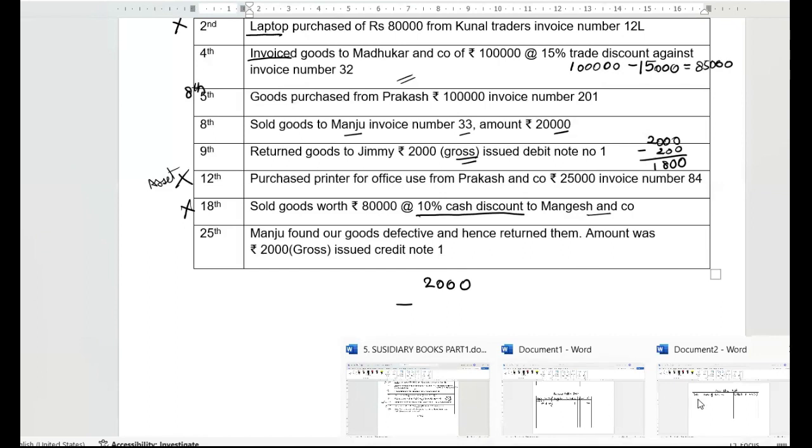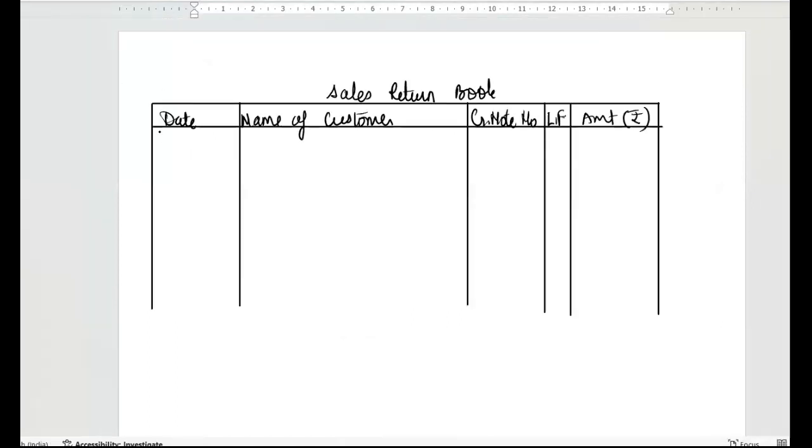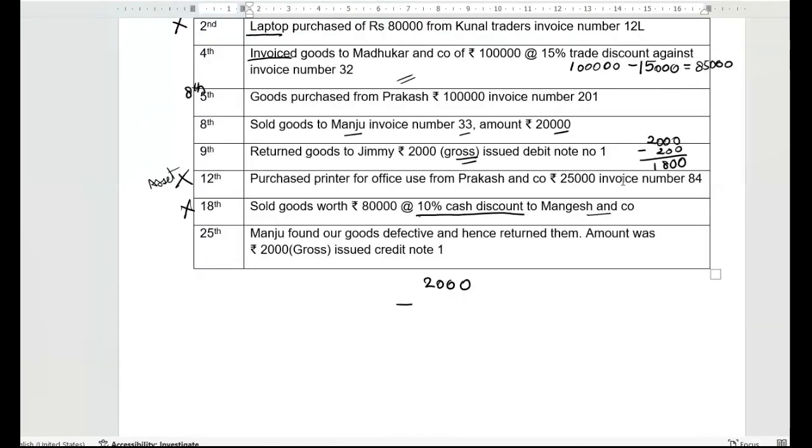So let's go to the sales return book now. In the sales return book, June 2023, date that we are having is 25th, and Manju is the name of the customer who's returning. Credit note number 1 and amount returned is 2000. Got it? So there is nothing like gross and net in this case because there is no question of discount. If there was discount, then we would have taken the net amount. Here there's no discount. So we have recorded all the transactions now, whatever were connected in this particular illustration.